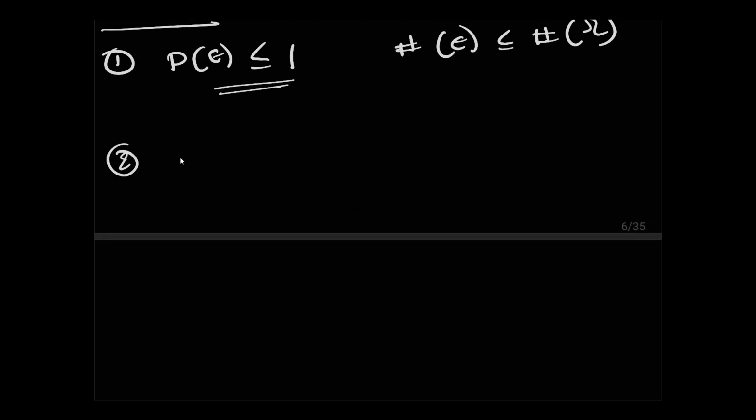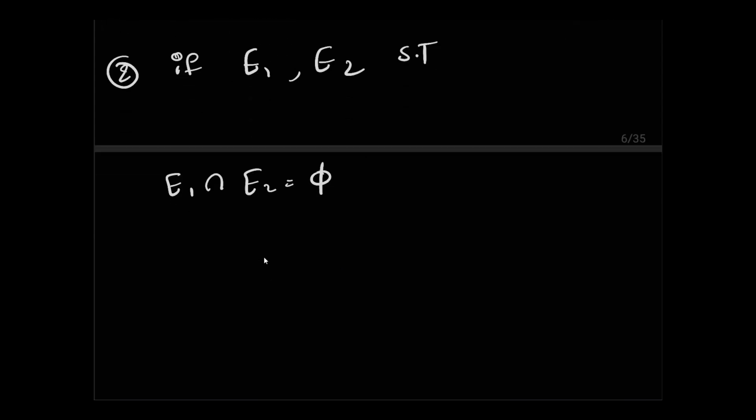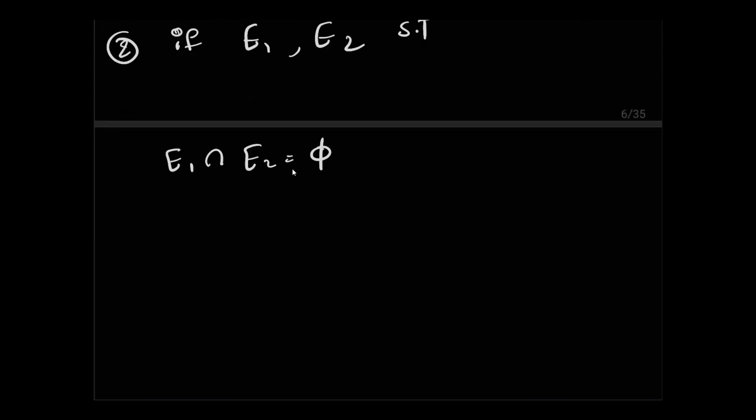Now the second, if we take two events E1 comma E2 such that E1 intersection E2 is a null set, that is, no elements are common, the probability of E1 union E2 will be the probability of E1 plus the probability of E2.